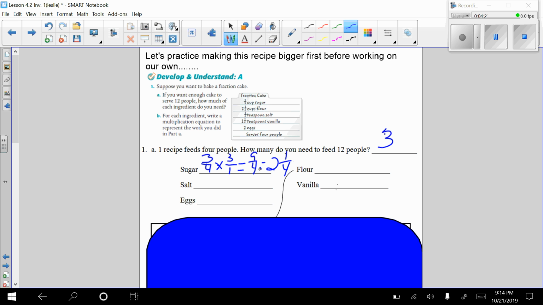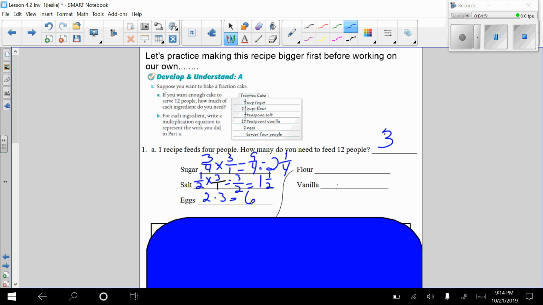Salt would be the same thing. Taking the amount of salt that I have, 1/2 of a teaspoon, I need to triple it, times 3, put that whole number over 1, and then go ahead and solve. 1 times 3 is 3, 2 times 1 is 2, and simplify to get 1 1/2. Remember, I'm tripling it. For the eggs, I have 2 eggs, so this would just be 2 times 3, because I would need to triple it to know that I would need 6 eggs. Go ahead and try flour and vanilla.